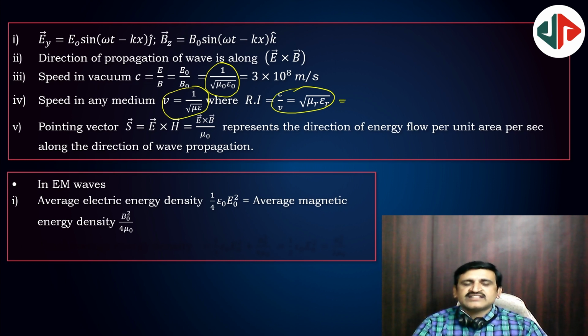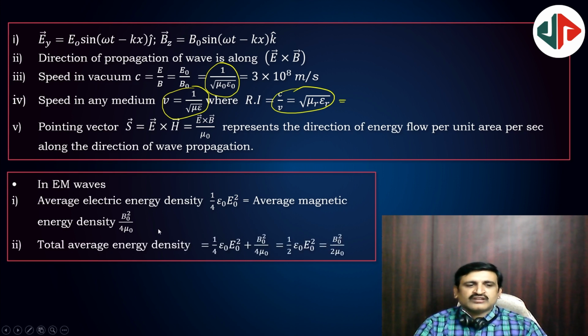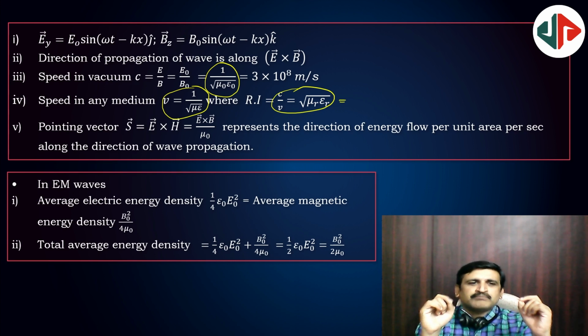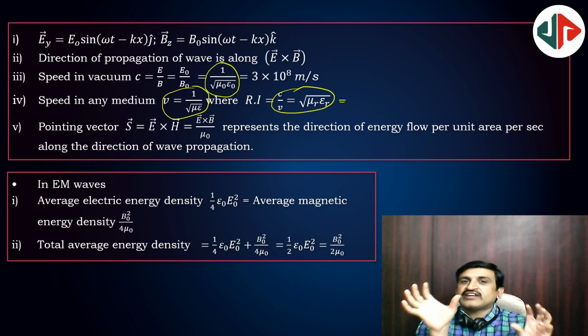Average electrical energy density, meaning average energy per unit volume, is 1/4 of epsilon naught E naught square. Average magnetic energy density is 1/4 of B naught square by mu naught. And total average energy density, the sum of these two, is double of any one, because the quantity of energy in electric field propagation and in magnetic field propagation will be equal per unit volume, but their peak values of electric field intensity and magnetic field intensity are different, but quantity of energies are same.